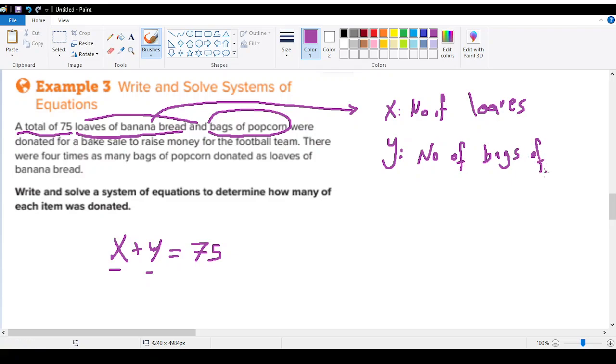Why did we say that? Because we just said that x plus y equals 75. How much each one of them alone we don't know. But we do know that the total for these two will be what? Focus, Shamsa, come on.